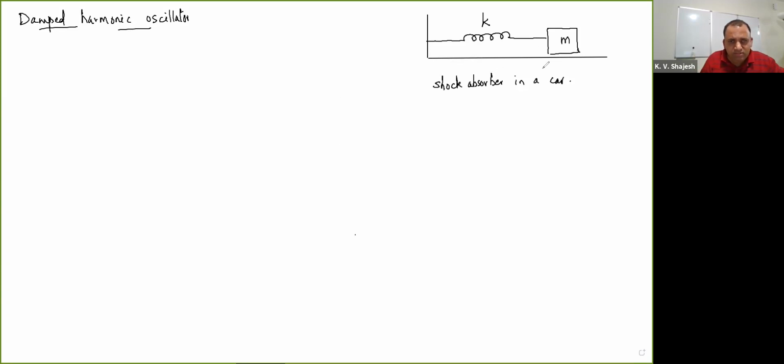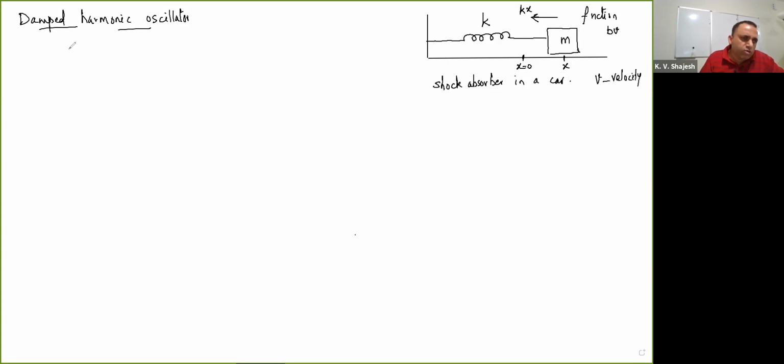Damped means there is friction. So let me introduce friction there. There is a restoring force, which is kx. Remember, there is an equilibrium point x equal to 0, and this is your point x. The stretch in the spring is x, and the frictional force, let's say, is proportional to velocity, and we say that this is equal to b times the velocity, where v is velocity.